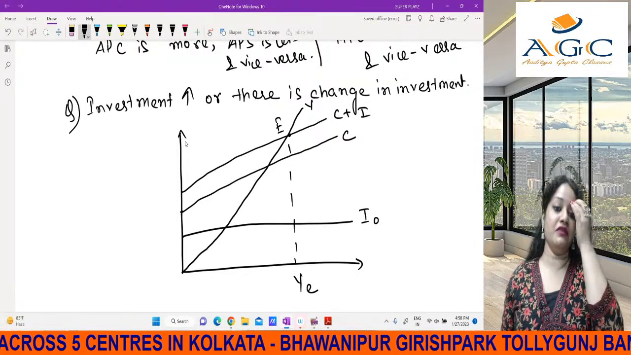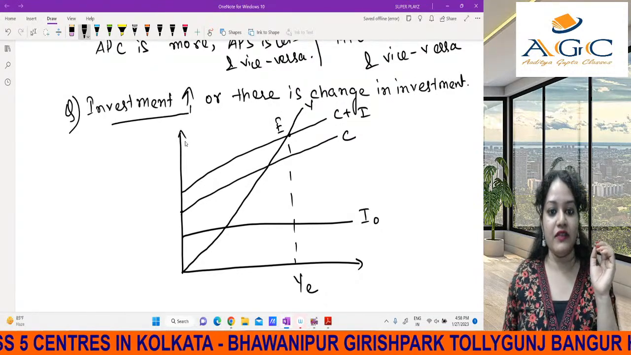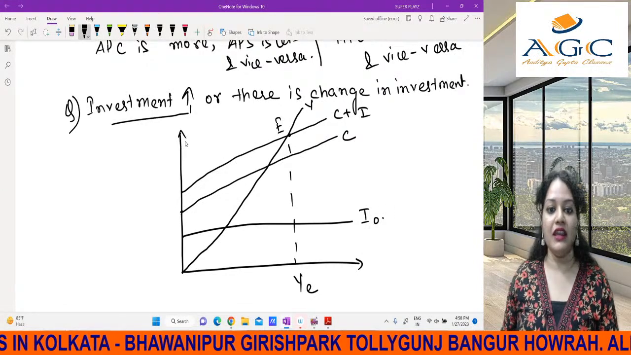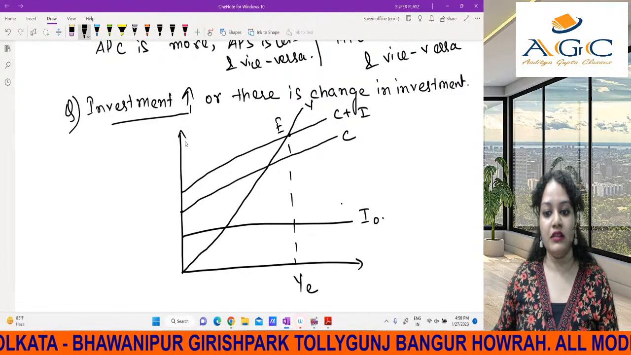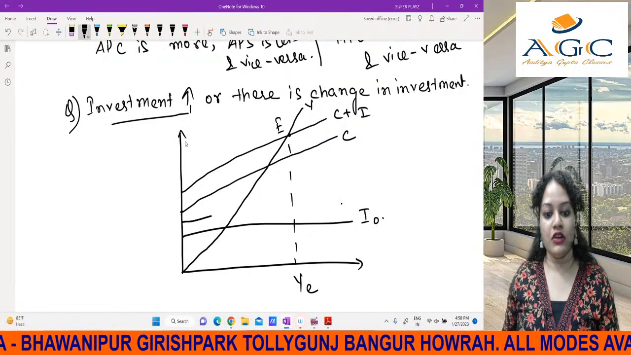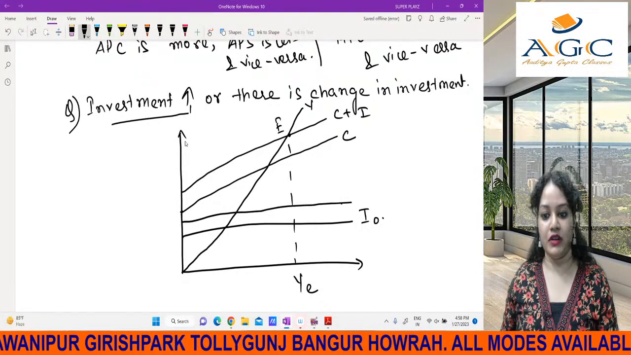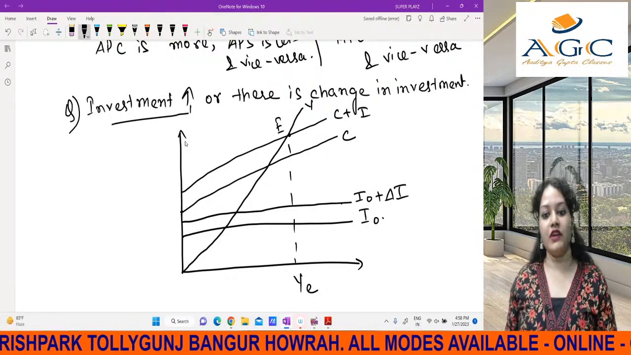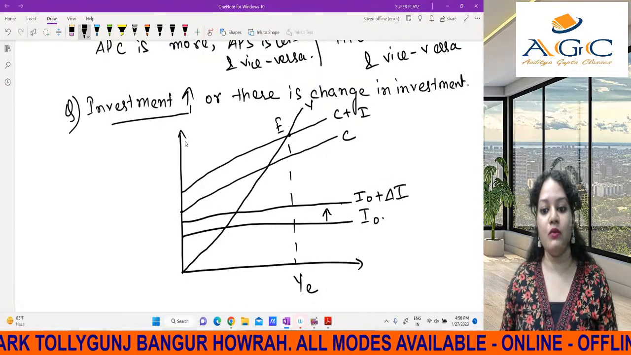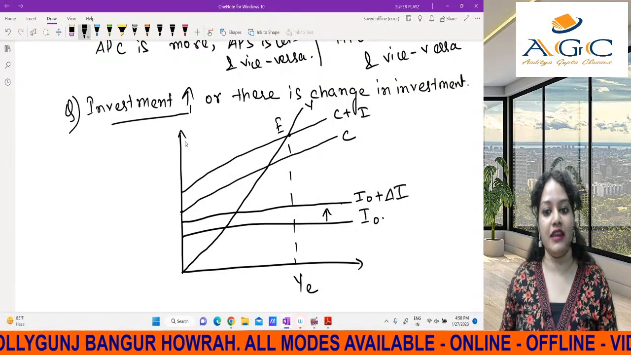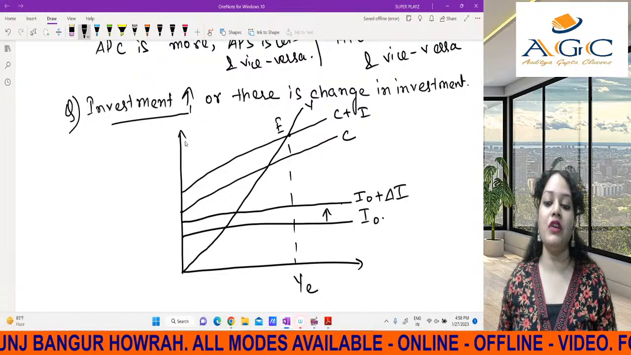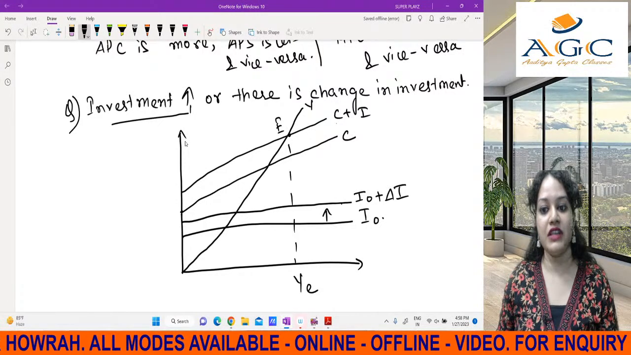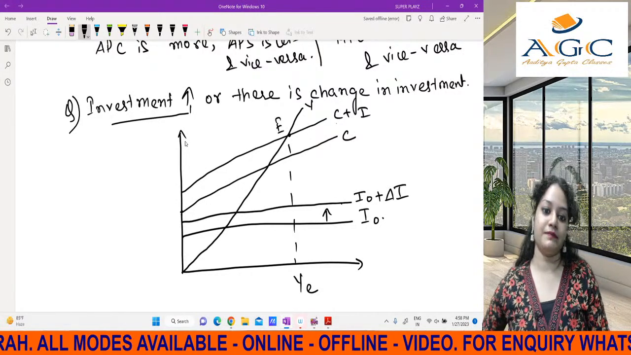Now in the question it is written that your investment is increasing. Now if your investment is increasing, then your I naught line increases, meaning it will go upward, right? So your investment line goes upward, and that change you can name as delta I. So I naught has increased and changed to I naught plus delta I. Now if your investment is changing, then in the total of consumption plus investment, that line will also change, right?